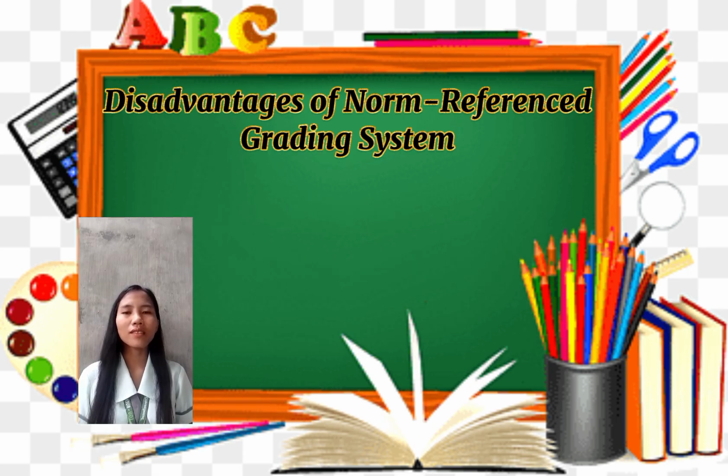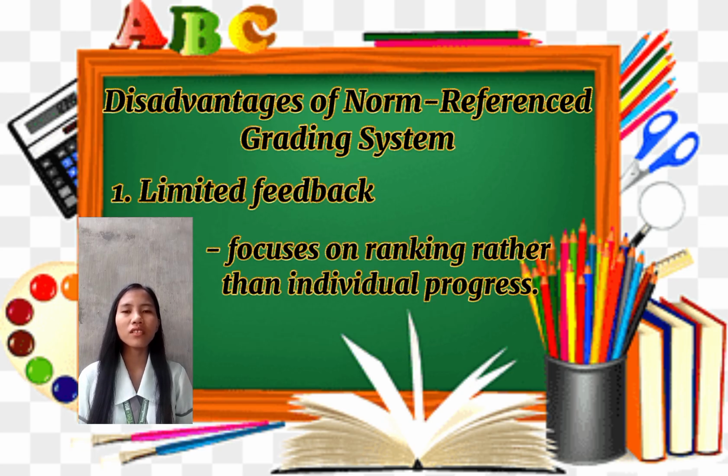I will be the one to discuss the disadvantages of the norm reference grading system. The first disadvantage is the limited feedback. A norm reference grading system focuses on ranking students against each other rather than measuring individual progress. This means students receive limited feedback on their actual learning, making it hard for them to identify areas for improvement. Instead of knowing what they need to work on, students are simply told where they stand compared to others. This approach neglects individual growth and development.